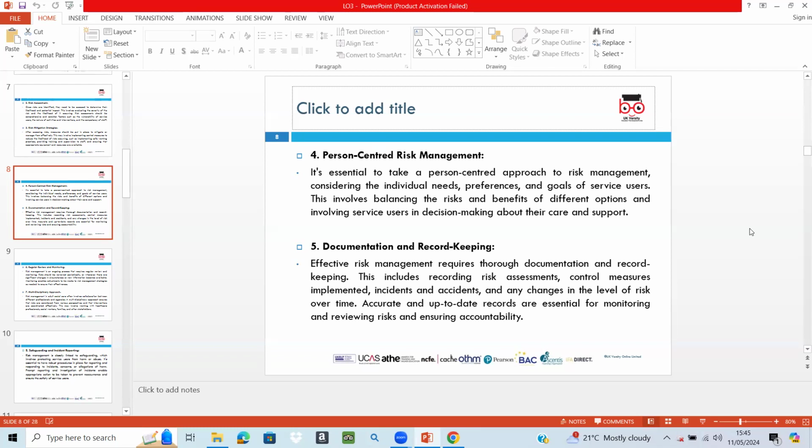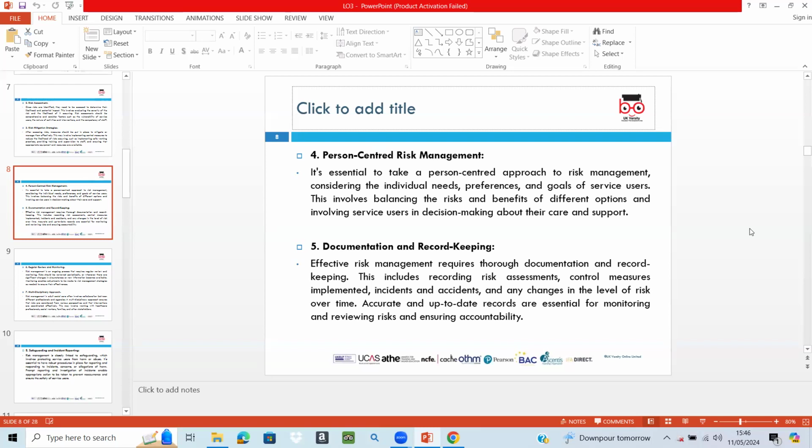Then documenting and record keeping. These are a very important, crucial aspect of effective risk management. It is necessary to record risk assessments, the control measures that have been put in place, incidents and accidents that occur, and any changes in the level of risk over time. Keeping accurate and up-to-date records is vital for monitoring and evaluating risk, as well as ensuring accountability within the system or the organization.